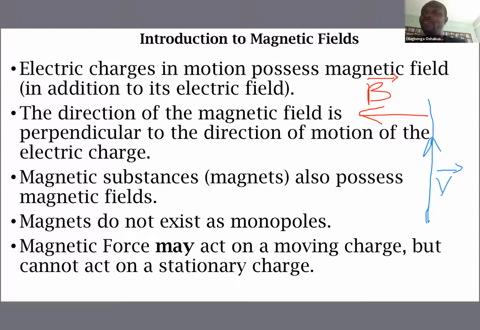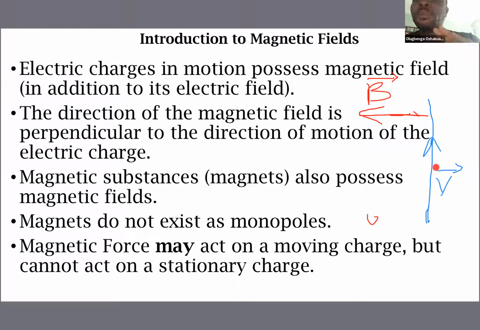Like I was saying, electric charges can be at rest and they possess electric field, but once they are set in motion, in addition to their electric field, they exhibit magnetic properties, thereby possessing magnetic field. And the direction of this magnetic field is perpendicular to the direction of motion of the electric charge.